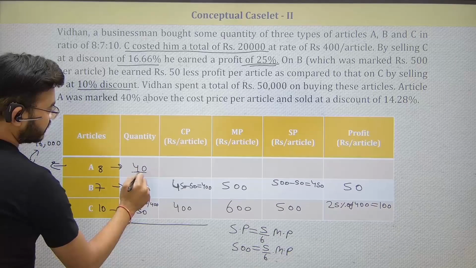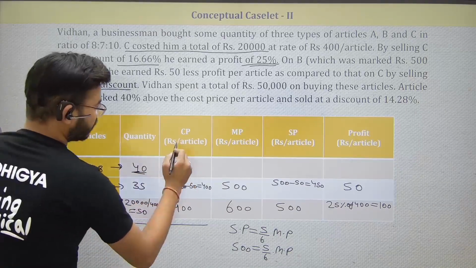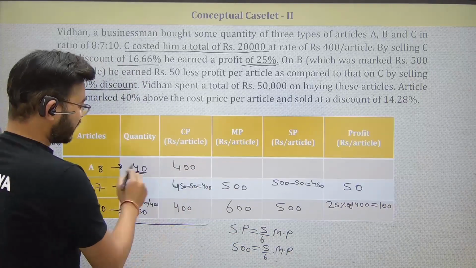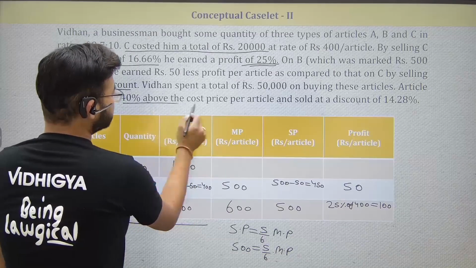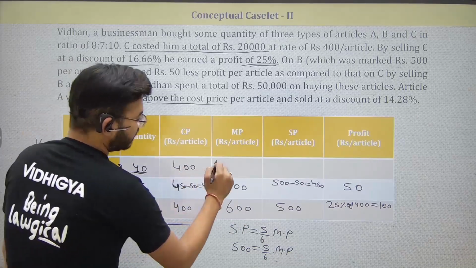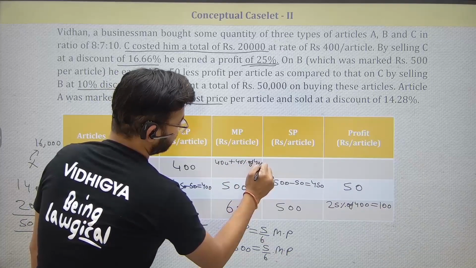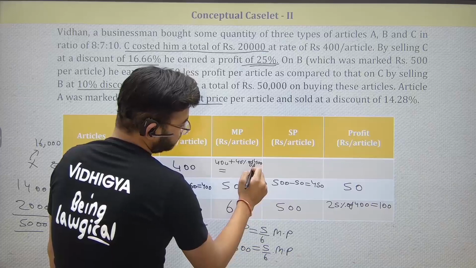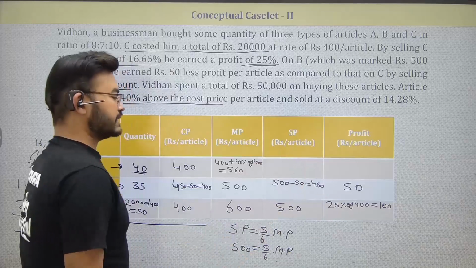So this value of X will be 16,000 and quantity is 40. So 16,000 divided by 40. So you get the cost price as 400 rupees. Okay. So again the cost price of article A will be 400. Now article A was marked 40% above the cost price. So 40% above the cost price means 400 plus 40% of 400. So this becomes 400 plus 160. So that becomes 560.